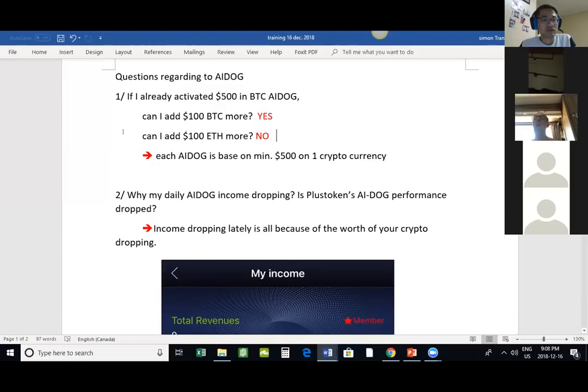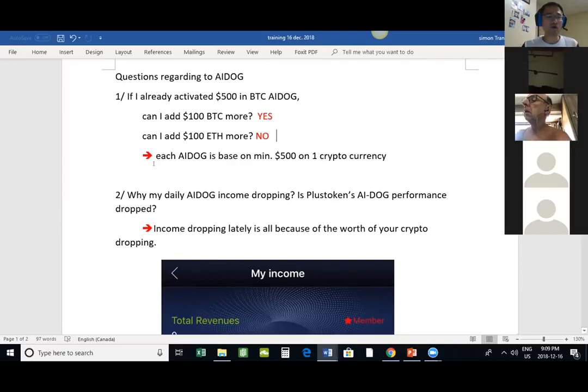So the first question, can I add $100 more BTC? Yes, of course. But if you only activated a $500 BTC AI doc and you have $100 in Ethereum, can you add it? No, because you don't have an Ethereum AI doc yet. So the answer is no. If you have only a BTC AI doc, you cannot add Ethereum. It's not like you already qualify for the minimum 500 and then you can add whatever you want. You can only add BTC if you have a BTC AI doc. You cannot add Ethereum into a BTC AI doc.